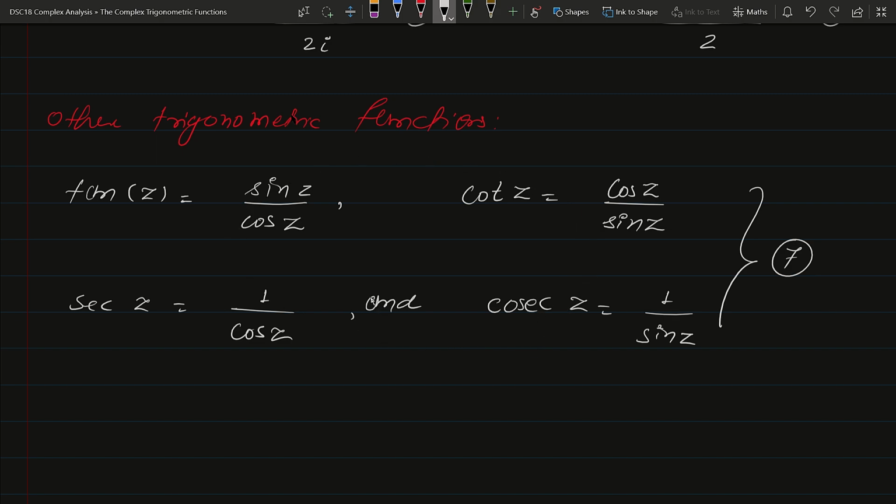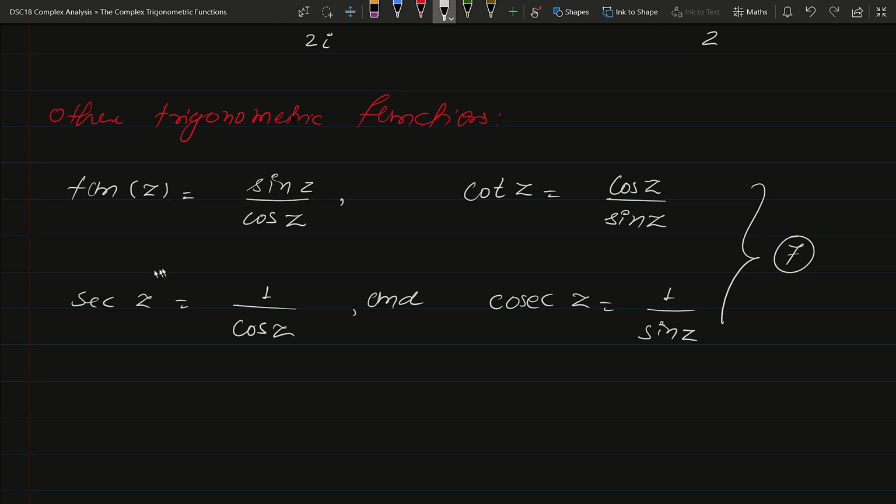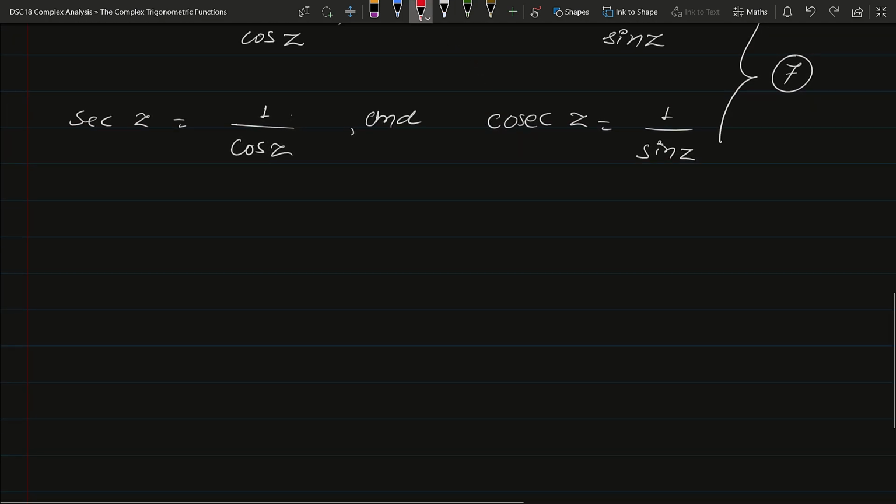Now let me identify some identities. As we studied, sin square x plus cos square x is always equal to 1. Then we have sin of minus x equal to minus sin x, and cos of minus x equal to cos x. All such identities from real analysis are also true in complex analysis. Okay, so some identities.